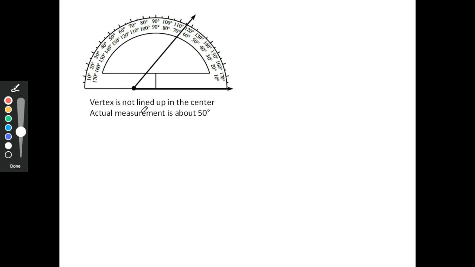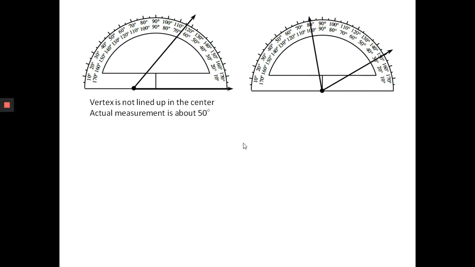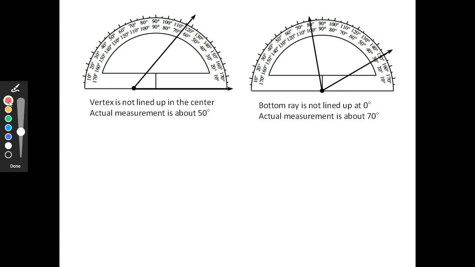All right, here's the second one. Okay, so what did this student do wrong? All right, if you guessed that the bottom ray is not lined up at 0 degrees, okay, if the bottom ray is at 30 degrees, it should be here at 0. And we're reading the inside, right? So this actual measurement should be 70 degrees. All right, so this angle should look like this.